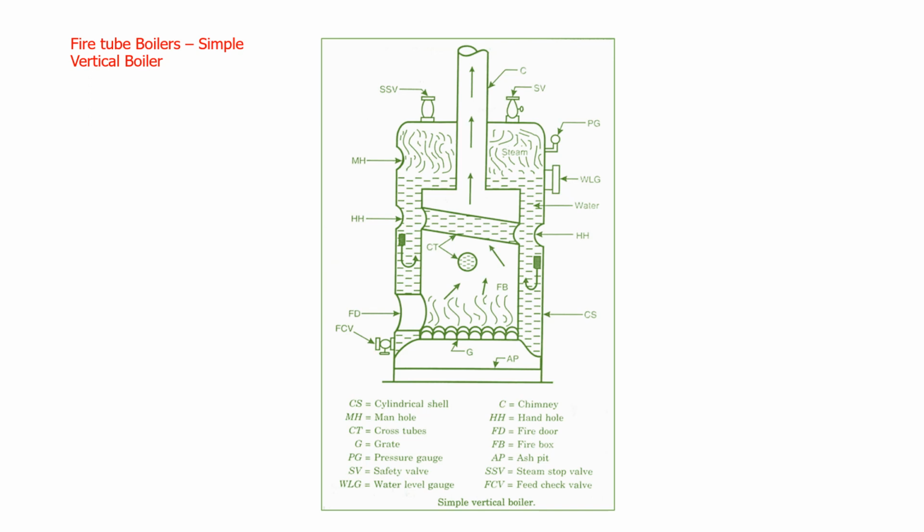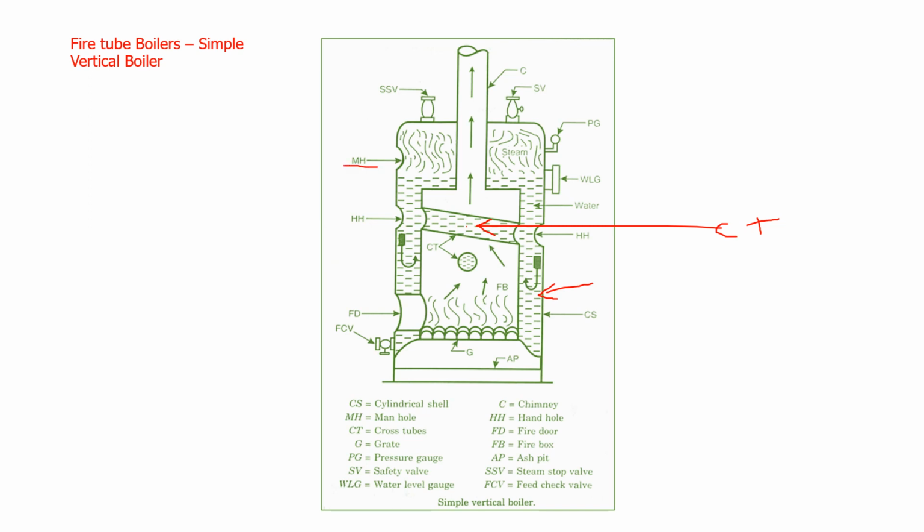So this is called furnace, that is cylindrical shell. This outer is called cylinder. This is called cylindrical shell. This is called cross tubes, CT, cross tubes. And this is manhole cover.